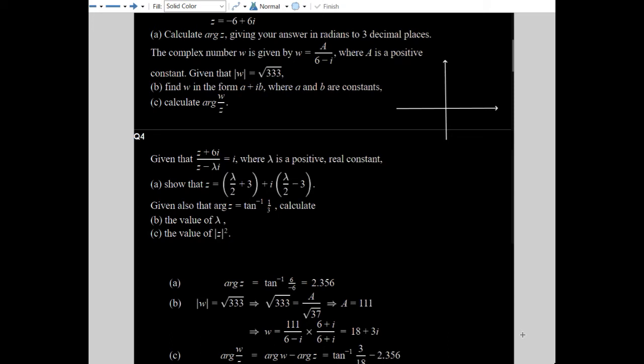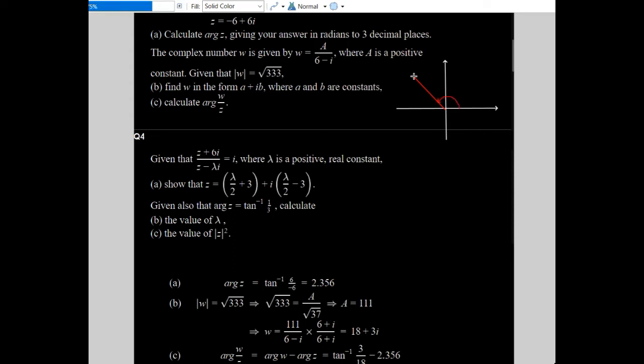So the problem we have is that z is equal to minus 6 plus 6i, and we need to calculate arg z, giving your answer in radians to 3 decimal places. Minus 6 plus 6i looks something like this. And we need to find the arg of z, which is this angle over here.